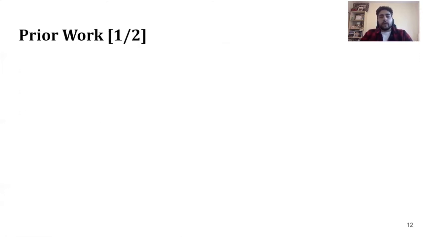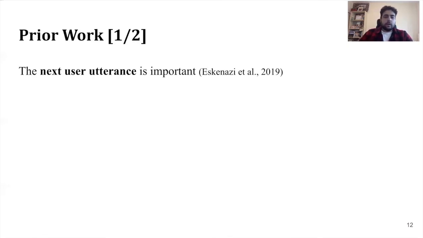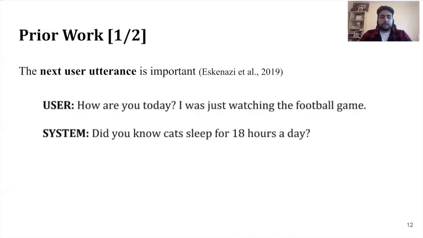To explain how we go about developing the FED metric, there are two pieces of prior work that I want to discuss. In 2019, as part of Eskenazi et al., we did some work where we found that the next user utterance is especially important for evaluating dialogue systems.